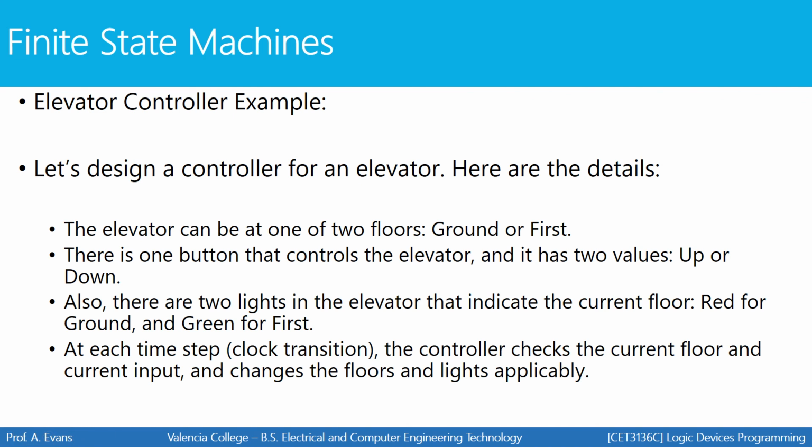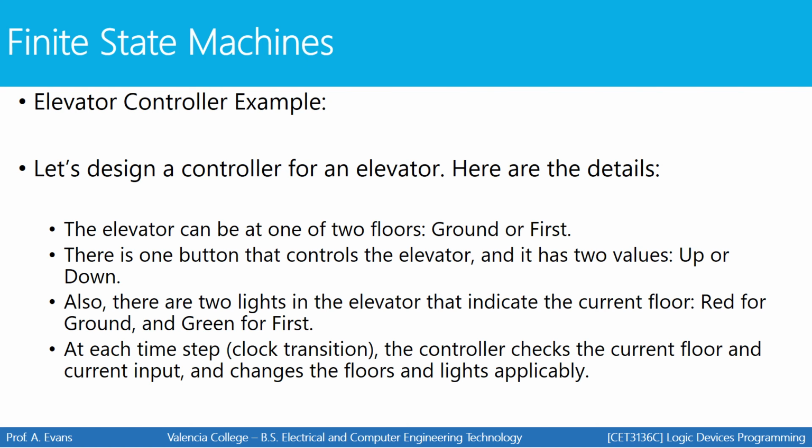So in the last example, we're going to design an elevator controller. We're going to design this from the ground up, and here are the details. We have an elevator that can be at one of 2 floors, ground or first. There's one button that controls the elevator, and it has 2 values, up or down. There are also 2 lights in the elevator that indicate the current floor, red for ground and green for first.